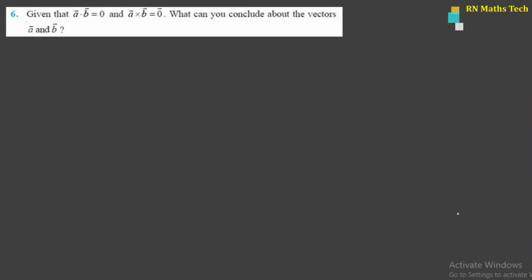Okay, now sixth one: given that a dot b equal to 0 and a cross b is equal to 0, what can you conclude about the vectors a bar and b bar? See, a dot b equal to 0 implies that a bar equal to 0 bar, or b bar is a 0 vector, or a bar perpendicular b bar. These are the conclusions that we obtained from a dot b equal to 0.